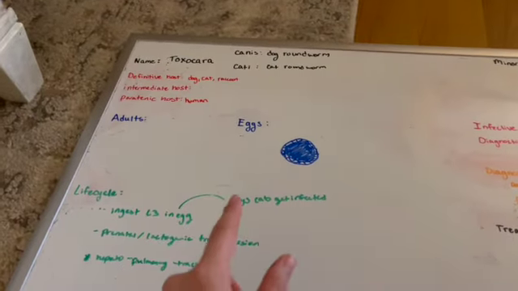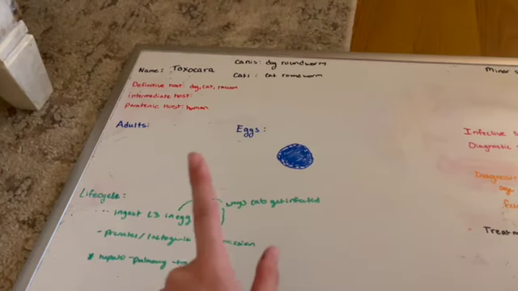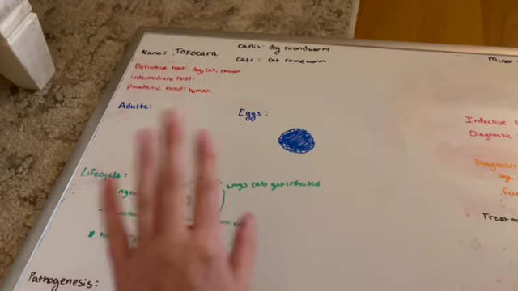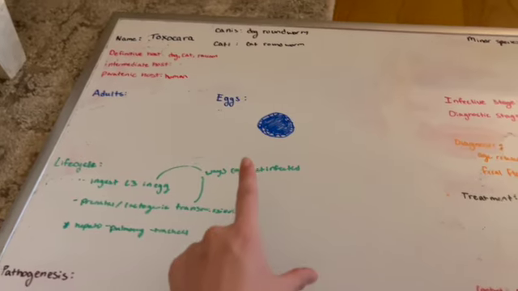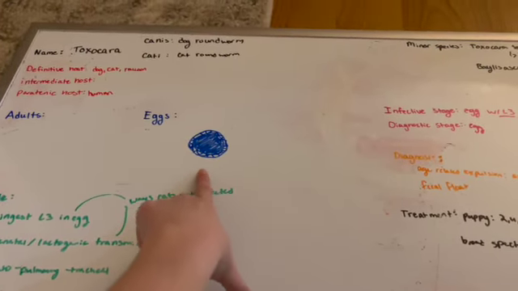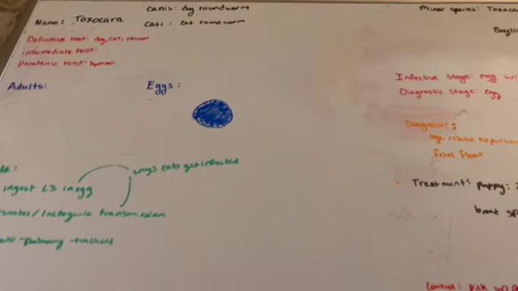Okay, definitive host: dog, cat, raccoon. There's a lot of paratenic hosts, but I included humans on here because there are a lot of different things that it can cause in humans. The adults I didn't really want to draw, but our eggs, I think they tend to have what looks like a ropey appearance around the edge of the eggs, and then the inside will be very dark.